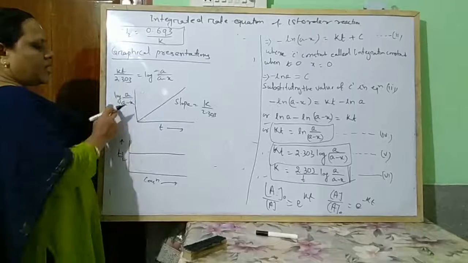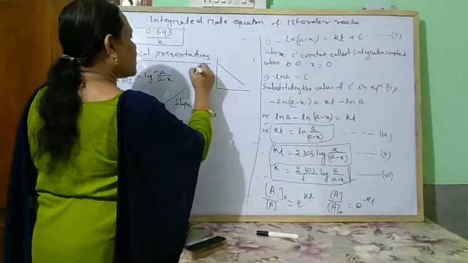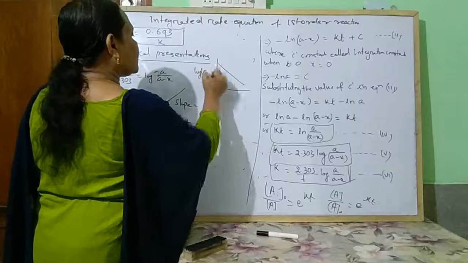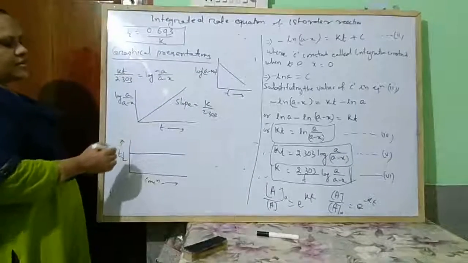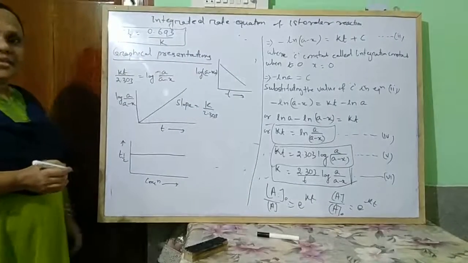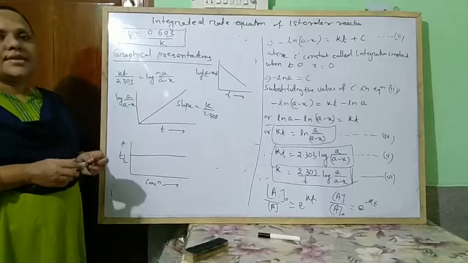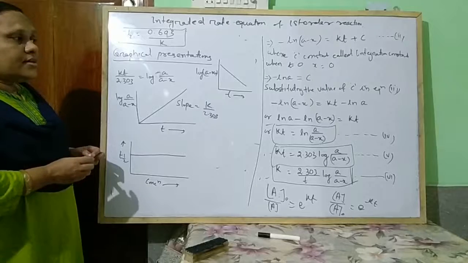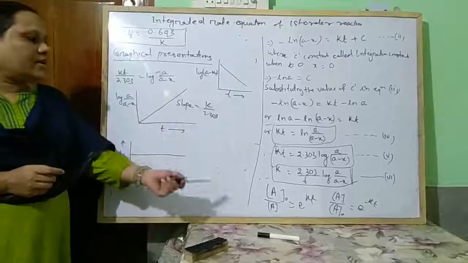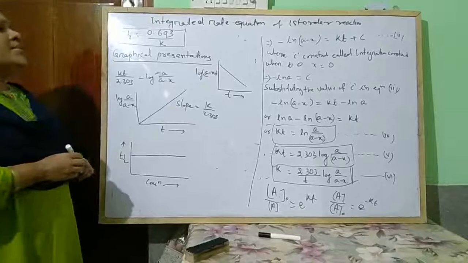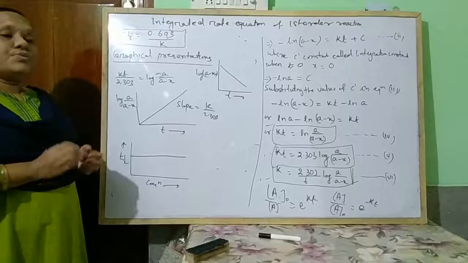This is the log A by A minus X versus time graph, and another graph is log A minus X versus time graph. Okay, so the first order reaction has different graphical presentations. Looking at these graphs, we can also identify the type of reaction and its different characteristics. Now you know what first order kinetics is. Now you know how to find out this k value. Okay. So for today up to this, in the next class we will discuss some numerical problems.